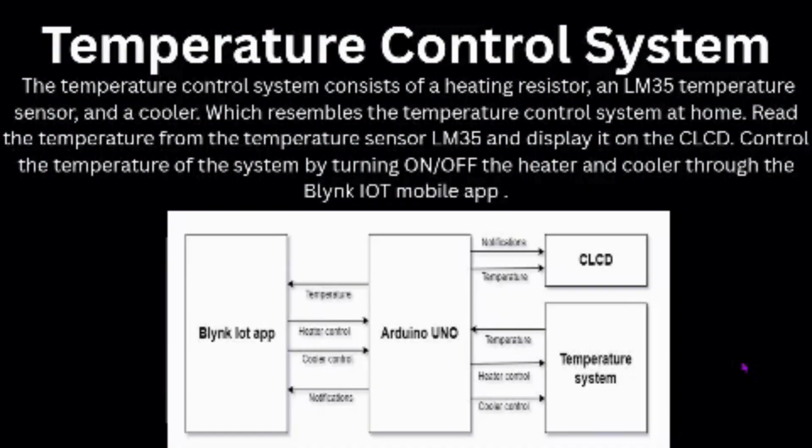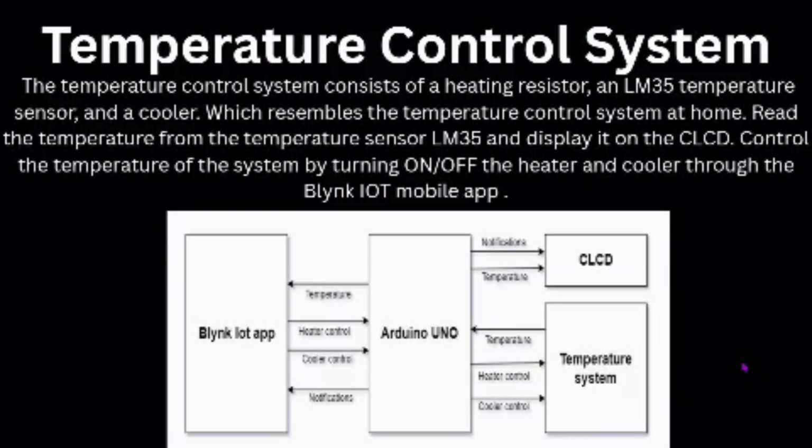The second part of the project focuses on temperature monitoring and control. It includes a temperature sensor, a heater, and a cooler. The LM35 sensor reads the surrounding temperature, and this data is displayed on both the character LCD and the gauge widget in the Blynk mobile app.